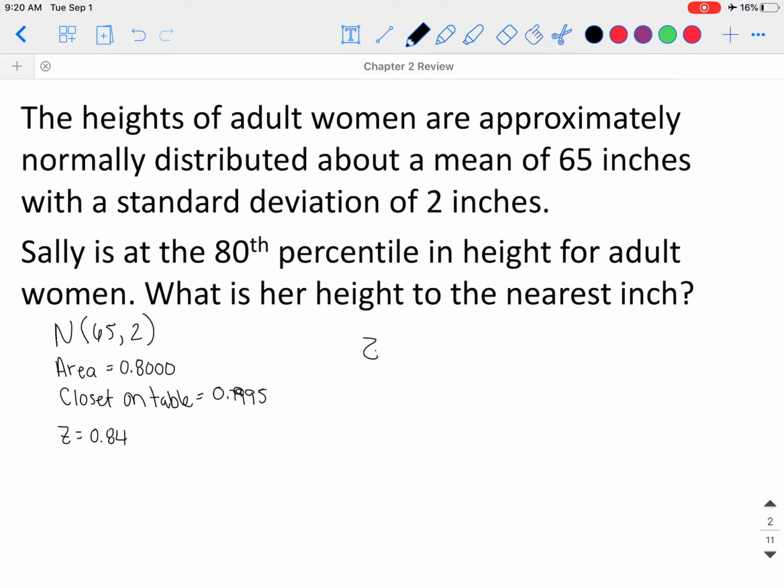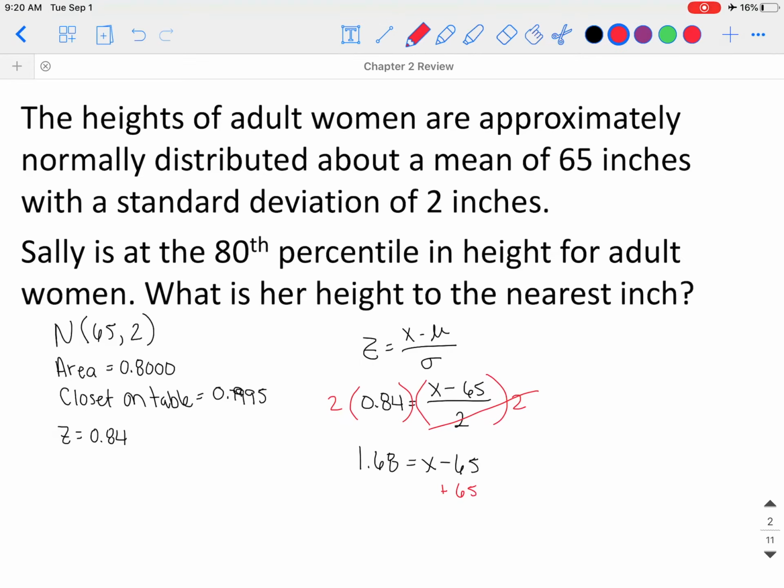Now we know that z is equal to x minus mu over sigma. We know our z value is 0.84. We don't know her height, but we do know the mean is 65 and the standard deviation is 2. To get the x by itself, we are going to multiply both sides by 2, so those will cancel, and we'll be left with 1.68 is equal to x minus 65.